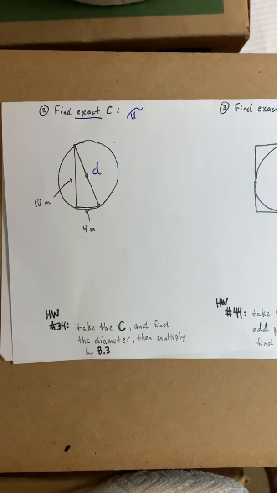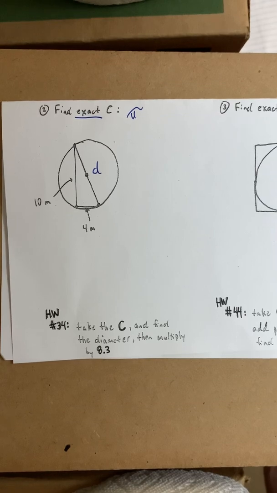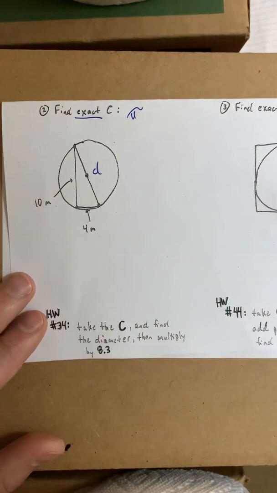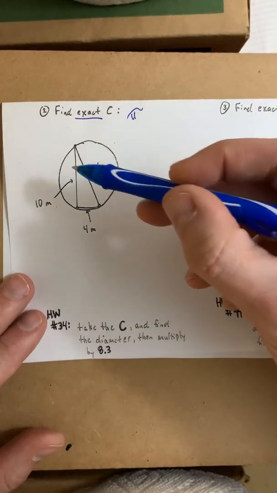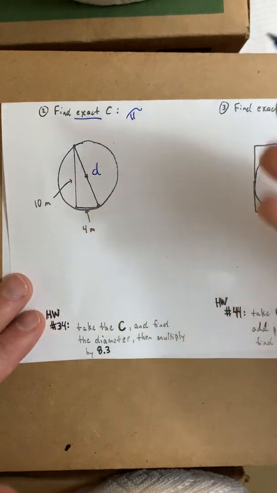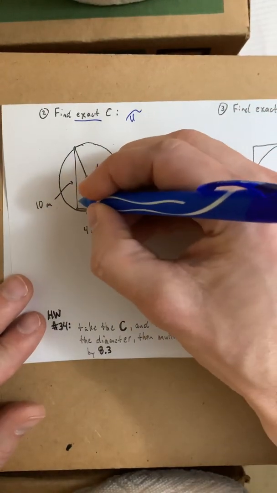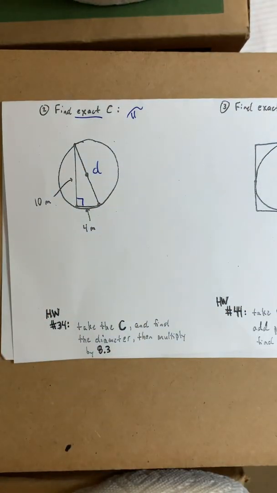And remember, not always, but most things in geometry are how they look. And this does look like a right triangle. And in fact, it is. We're going to go over a property later in the chapter that says if you have a triangle inside a circle and one of the sides is the diameter, it has to be a right triangle. So here's your right angle. This means we can easily solve for the diameter by using the ever versatile Pythagorean theorem.